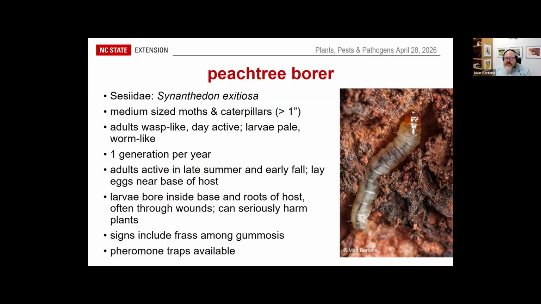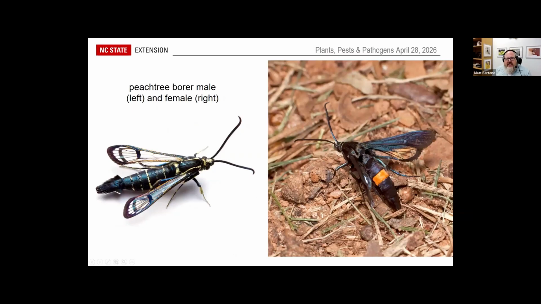Now, pheromone traps are available for this pest as well. And to see, this is what the adults look like. So this is an adult male on the left and an adult female. They are very wasp-like, of course, fairly beautiful moths, and again, day flying with these clear wings, probably to mimic wasps because of their day flying activity. So if you see these flying around the bases of your plants, that's a good sign that there's activity. You might want to intervene at that point.